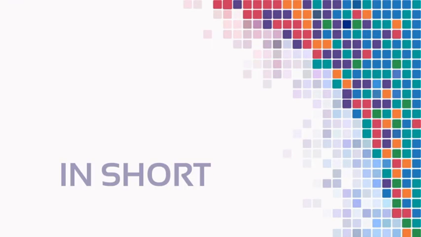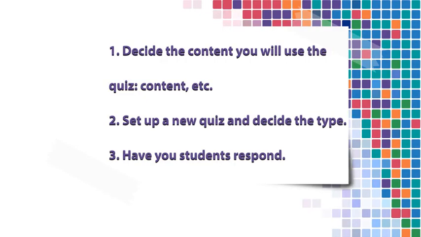In short, Socrative is similar to other assessment tools like ClassDojo at www.classdojo.com. To start, Step 1. Decide what you will use the quiz for: content or language assessment, learning process reflection, or open thinking to provoke class discussion. Step 2. Set up a new quiz and decide the types of questions you want to ask. Step 3. Have your students respond to the questions in real time or outside of class and check the results.